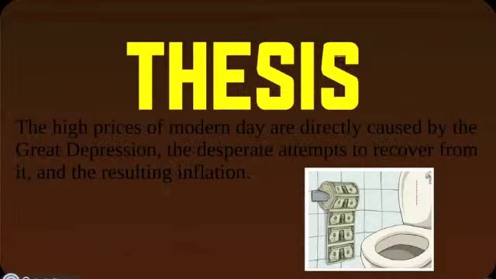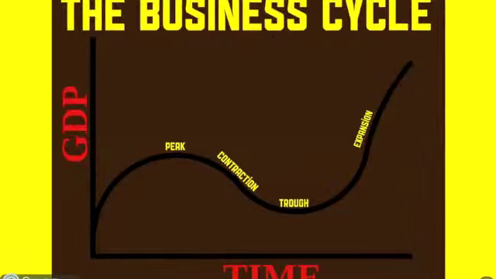The high prices of the modern day are directly caused by the Great Depression, the desperate attempts to recover from it, and the resulting inflation. In other words, gas and groceries are expensive because of programs from 80 years ago, which seems a little strange. To fully understand how this works, one must understand the business cycle.